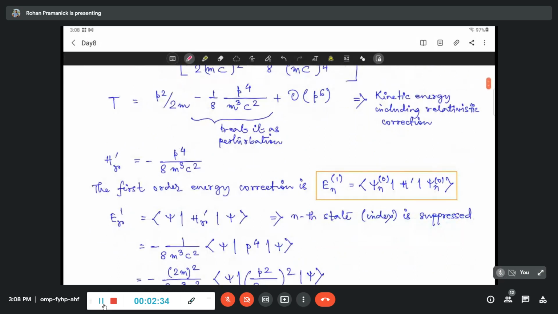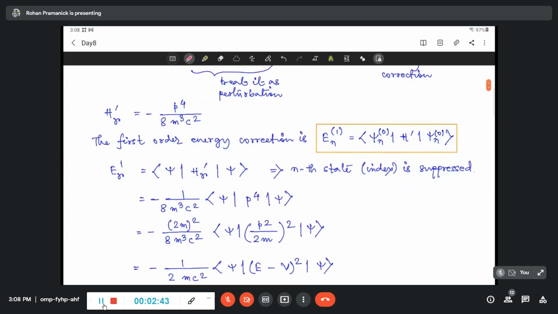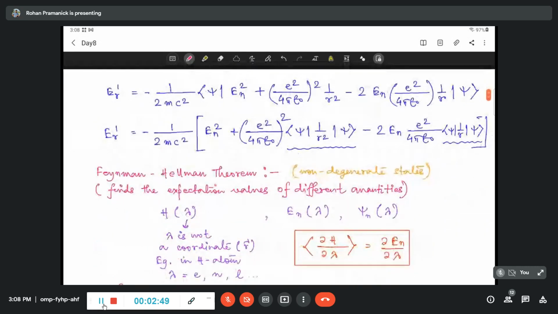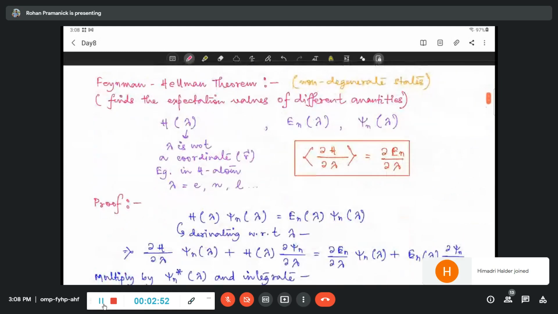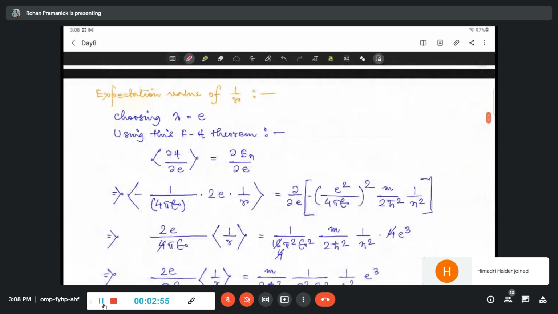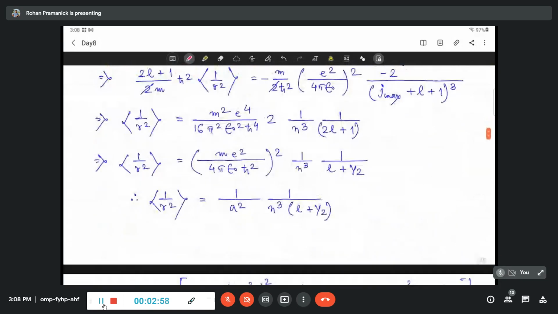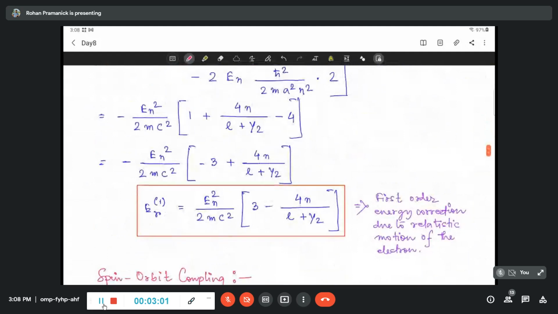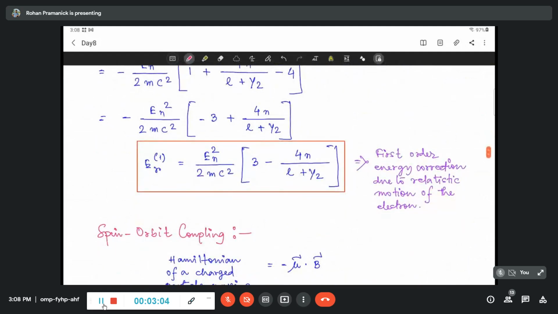We found the perturbed Hamiltonian, this is the H prime r part, and we calculated the first order energy correction due to this Hamiltonian using this formula. After a little bit of calculation, we found the energy, so this is the first order correction due to the relativistic motion of the electron. It happens to depend on n and also on L. So these are not good quantum numbers.